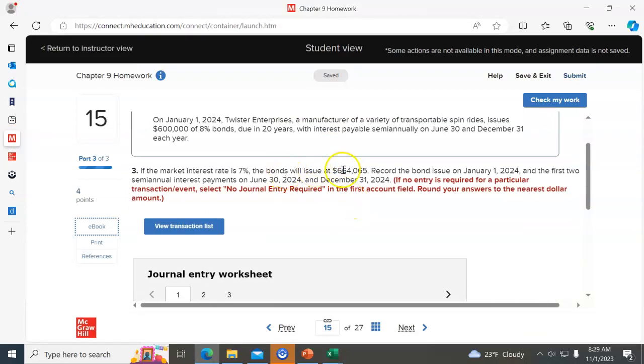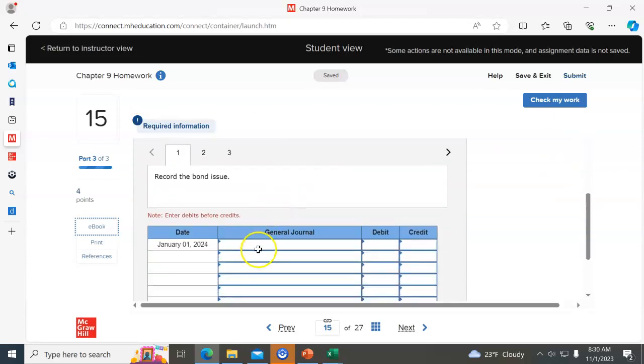But in this case, it tells us the bonds will issue at 664,065. Record the bond issue on January 1st and the first two semi-interest payments on June 30th, 2024 and December 31st, 2024. So the cash we're going to get is 664,065, right? Cash, 664,065. This will be a premium on bonds payable of 64,065, right? And bonds payable is 600,000, isn't it? Right? Make sense?